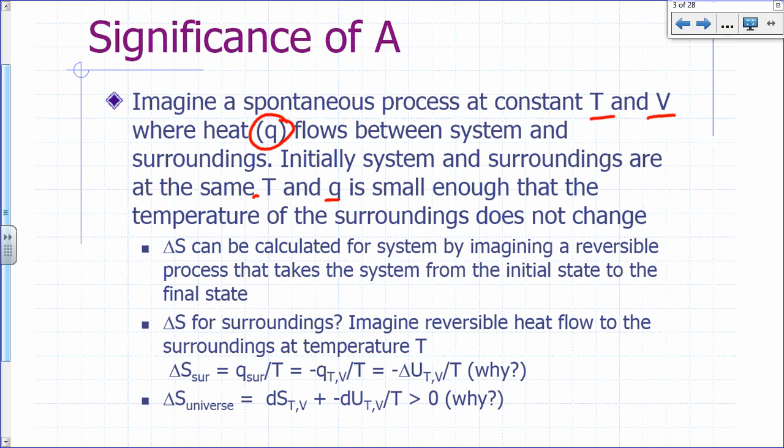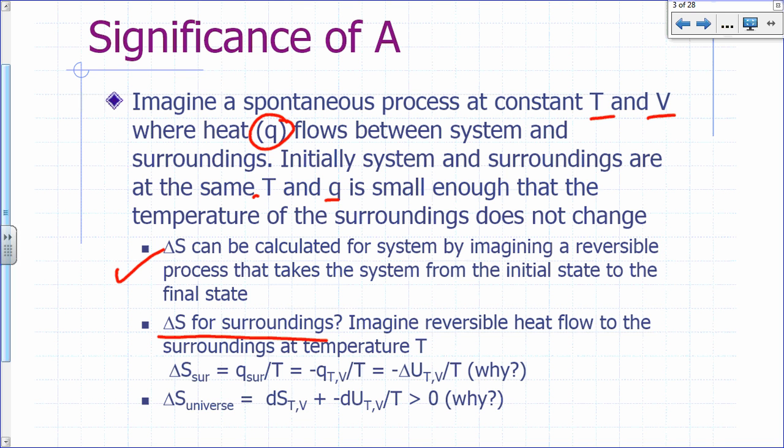Okay? So we can calculate the delta S for the system. How do we do that? We figure out what the final state of the system is, right? And then we imagine a reversible process that will take you from the initial state to your final state. So that's something we can do. How do you figure out the delta S for the surroundings?